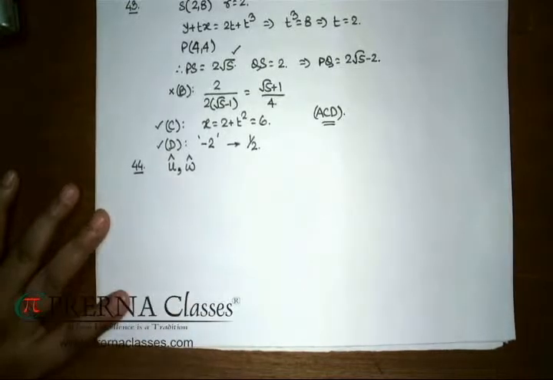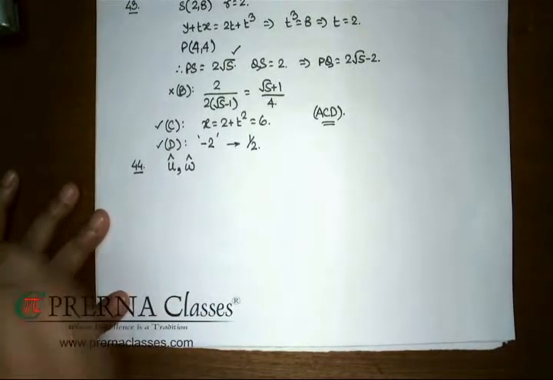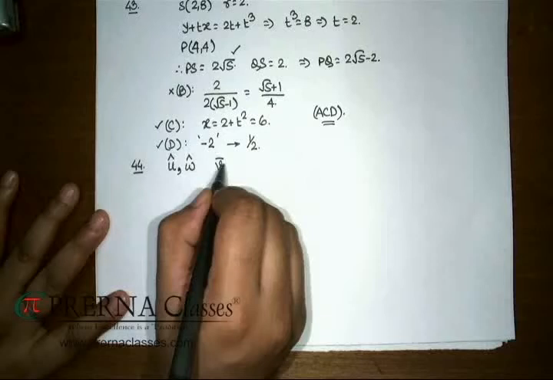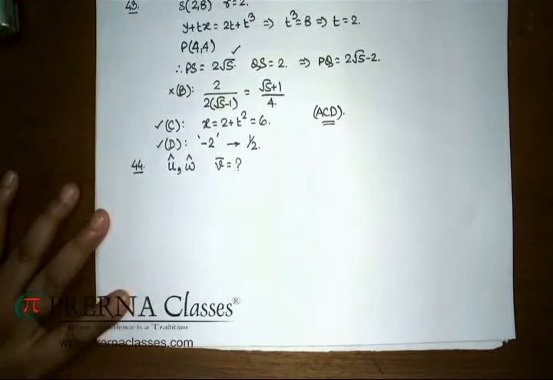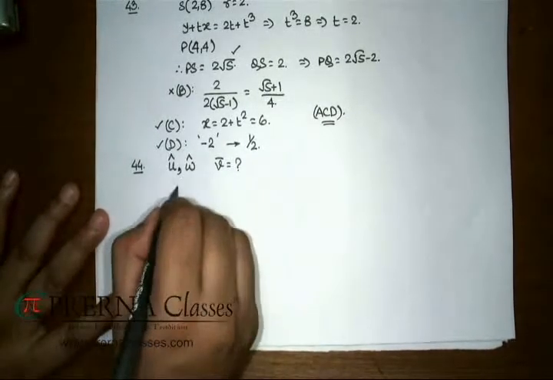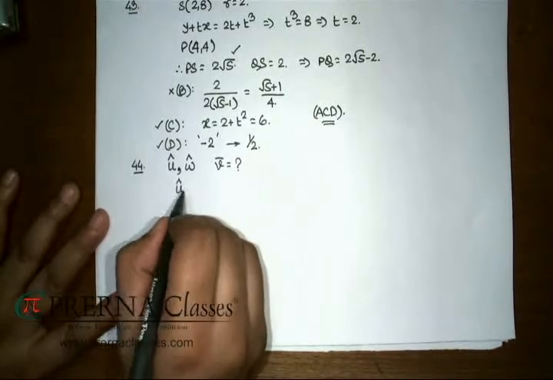As far as the next problem is concerned, we have U as a unit vector, W as a unit vector, but about vector V nothing is given, and it's being told that the V vector satisfies these conditions.